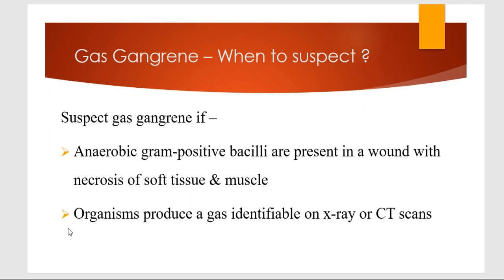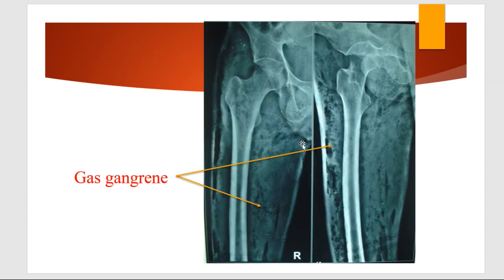And if the organisms are producing a gas identifiable on X-ray or CT scans, there is a higher possibility that we are having a patient who is suffering from gas gangrene, and accordingly we must take the decision quickly. Here you can see an X-ray showing the bilateral thighs of a patient of gas gangrene. You can see the black spots in the subcutaneous spaces everywhere, here in this area.